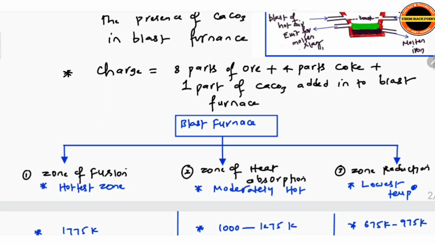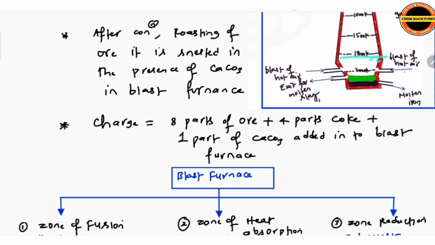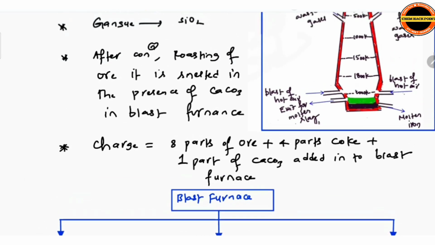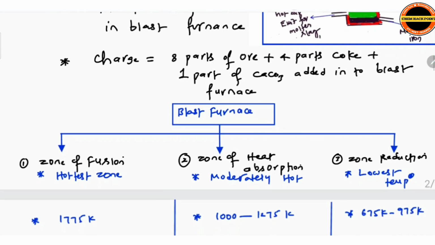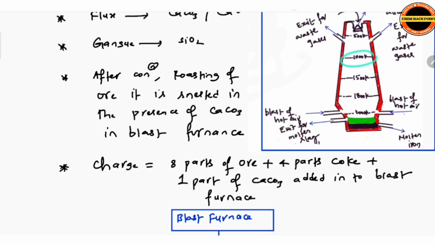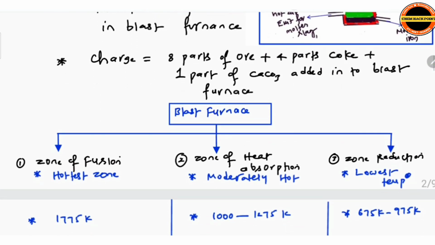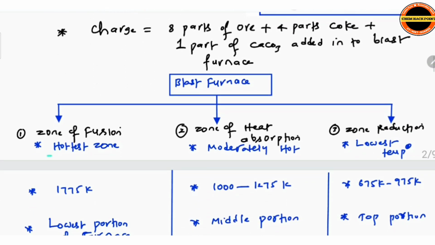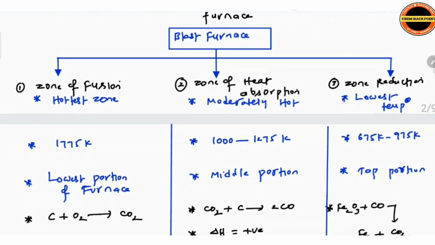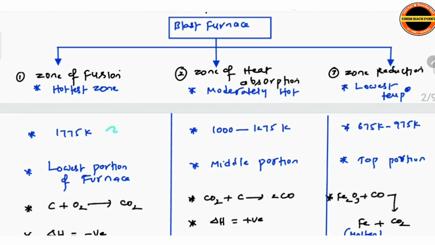In a blast furnace, 3 zones are available. The bottom zone is known as the zone of fusion, the middle zone is the zone of heat absorption, and the top zone is known as the zone of reduction. The bottommost zone is the hottest zone, the middle zone is moderately hot, and the top zone has the lowest temperature. What happens? Hottest zone around 1775 Kelvin, then 1000 to 1275, and 675 to 975 Kelvin.